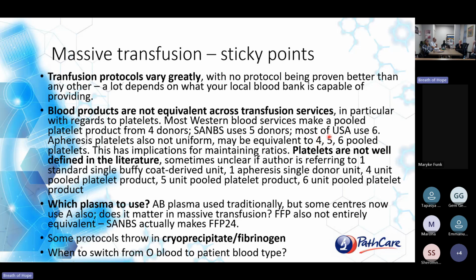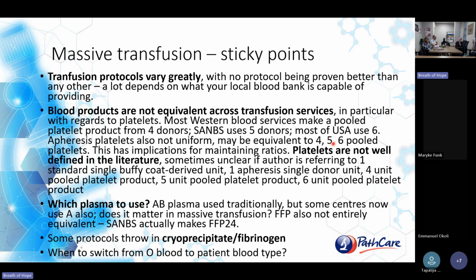In South Africa, to actually maintain that 1-1-1 ratio in terms of donors, you'd technically have to give 5 red cells, 5 plasma, 1 pooled unit of 5 donors. And in the US, technically, you need to give 6-6-1, so 6 red cells, 6 plasma units, and 1 pooled platelet unit from 6 donors.